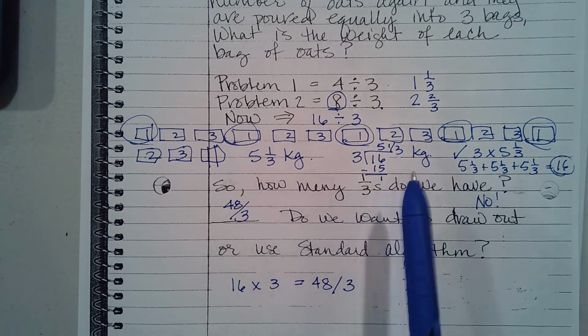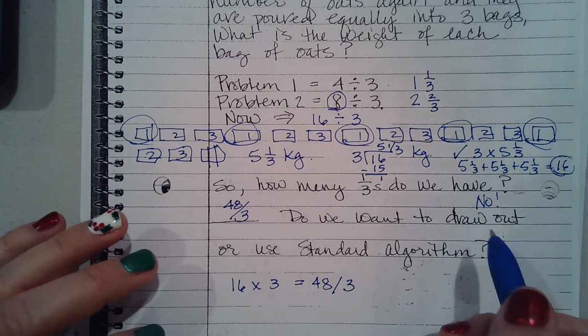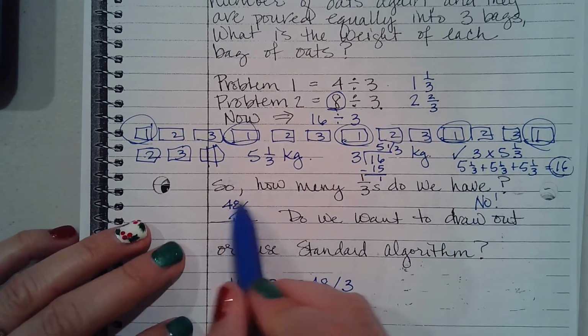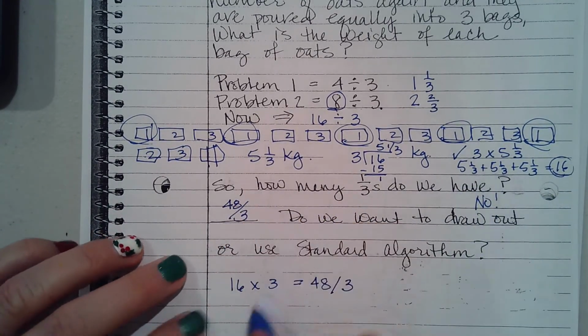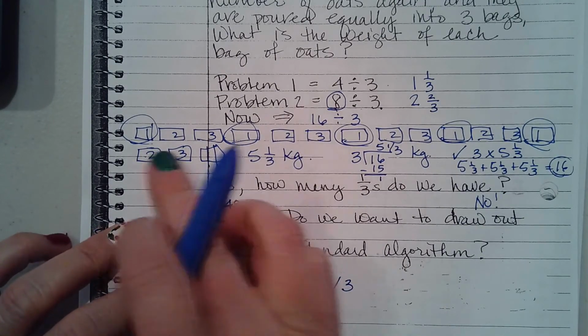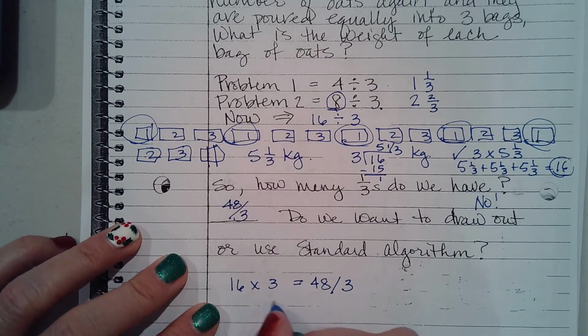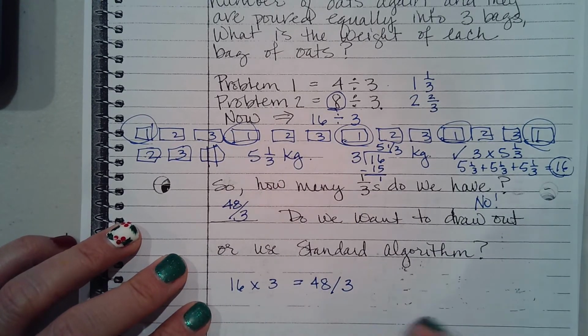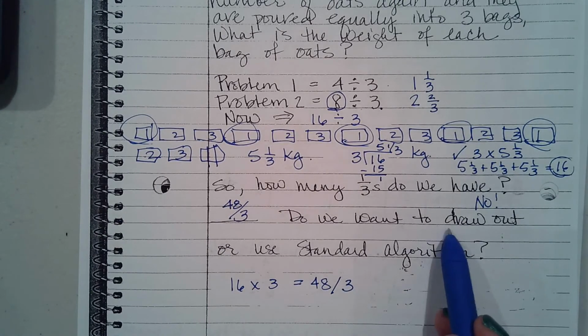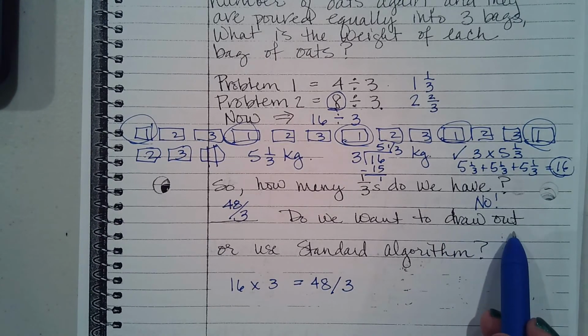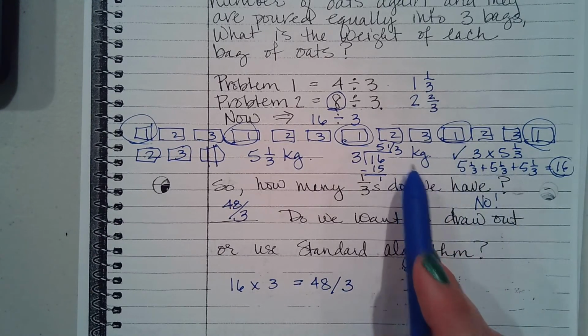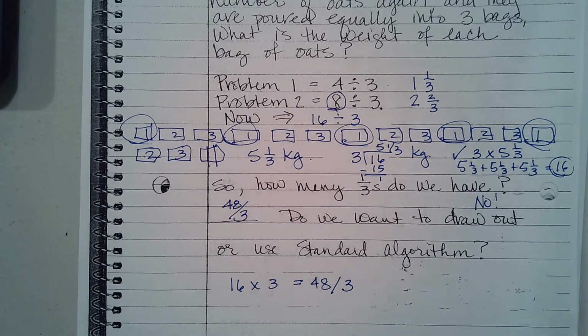So how many 1/3s do we have? So if I had to break this up, if I took all 16 of these boxes and I divided and broke them up into thirds, I'd be multiplying by 3. I'd end up with 48 thirds. Do you really want to draw that out? No. It's easier to use standard algorithm, right? All right, so that's our big idea for today.